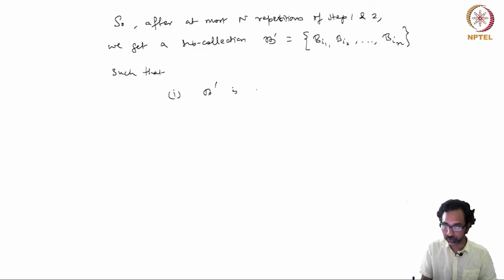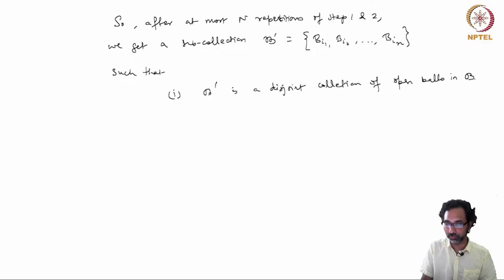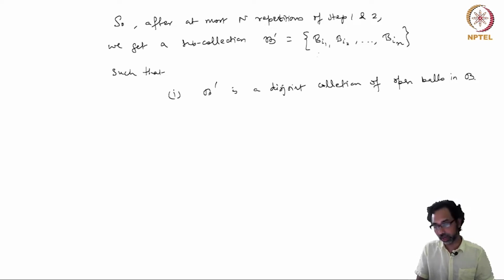B prime is a disjoint collection of open balls in B, because we have deleted at each step all the balls intersecting B_{i1}. So in particular, none of B_{i2} up to B_{in} intersect B_{i1}, and similarly for the rest. So this is a disjoint collection of open balls in B.